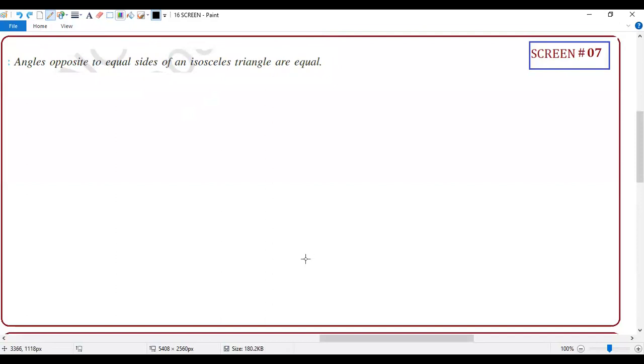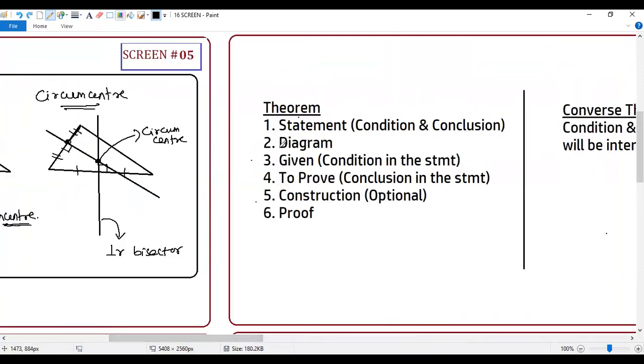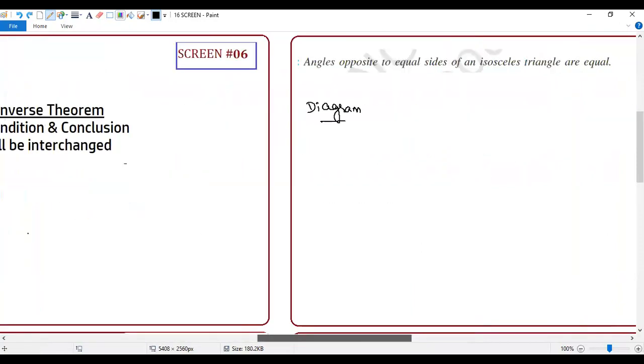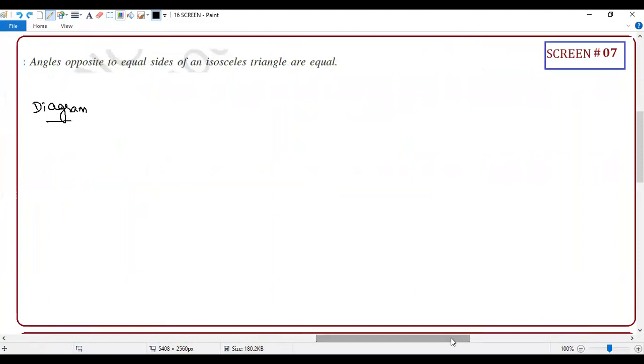Very important theorem. This is the statement. Next is what? After the statement, what is next? Diagram. Right, so you have to draw the diagram.